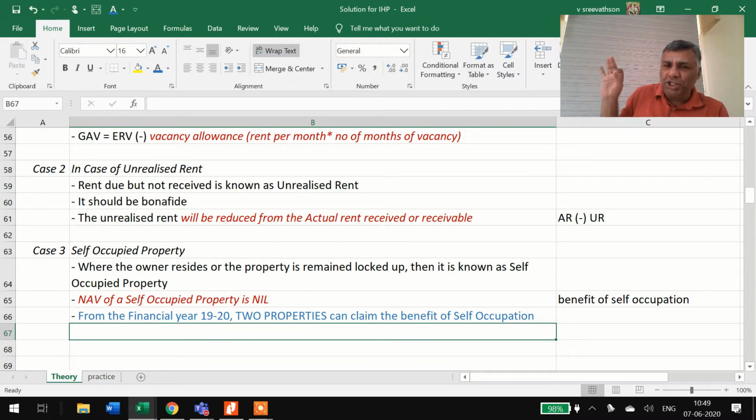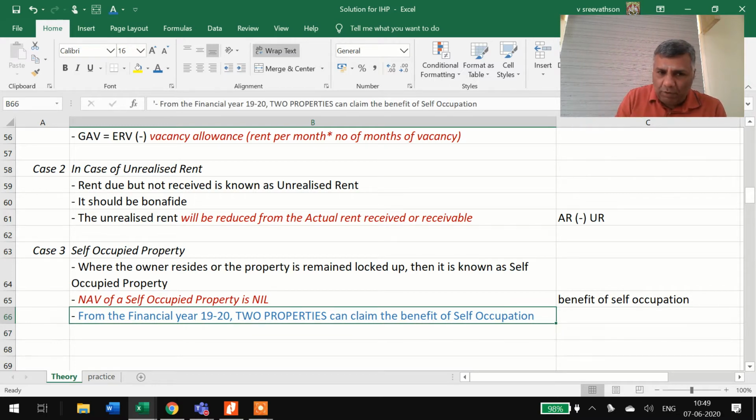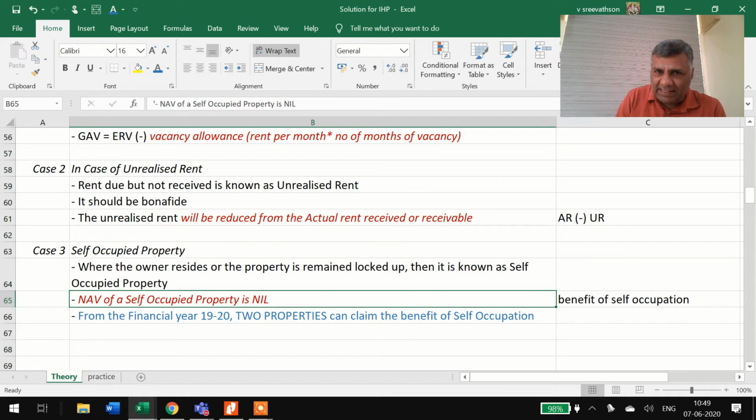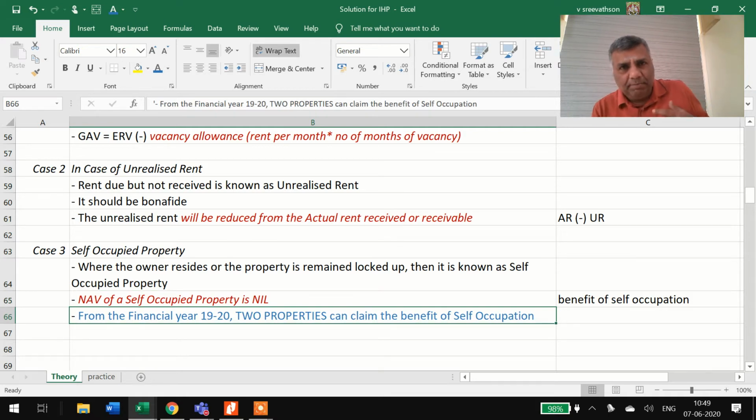Till financial year 1819, the benefit of self-occupation is only for one property. Only one property will be taken as nil. That is, Mr. X resides in one property and his son is residing in another property. I cannot claim for both, I can claim only for one.